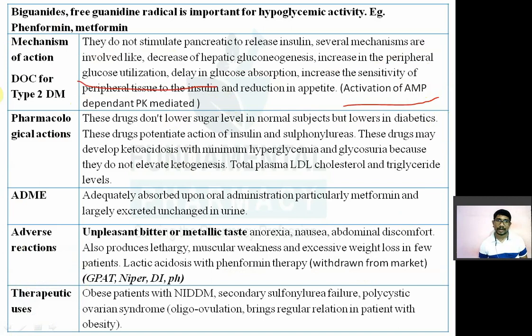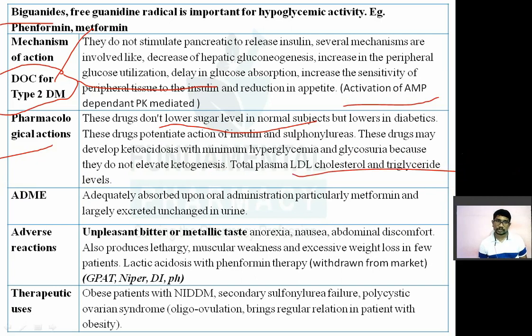These are the mechanisms. And remember, metformin is the drug of choice for type 2 diabetes mellitus. Phenformin is banned in India due to lactic acidosis. Regarding the pharmacological actions of this drug, they do not lower the blood sugar level in a normal patient. Obviously they decrease the blood sugar level in a diabetic patient, but not in a normal patient. This drug potentiates the action of insulin and sulfonylureas. This drug does not cause ketoacidosis, even with minimal hyperglycemia and glycosuria, because they do not elevate ketogenesis. The plasma cholesterol, low-density lipoprotein and triglyceride levels are also not increased.